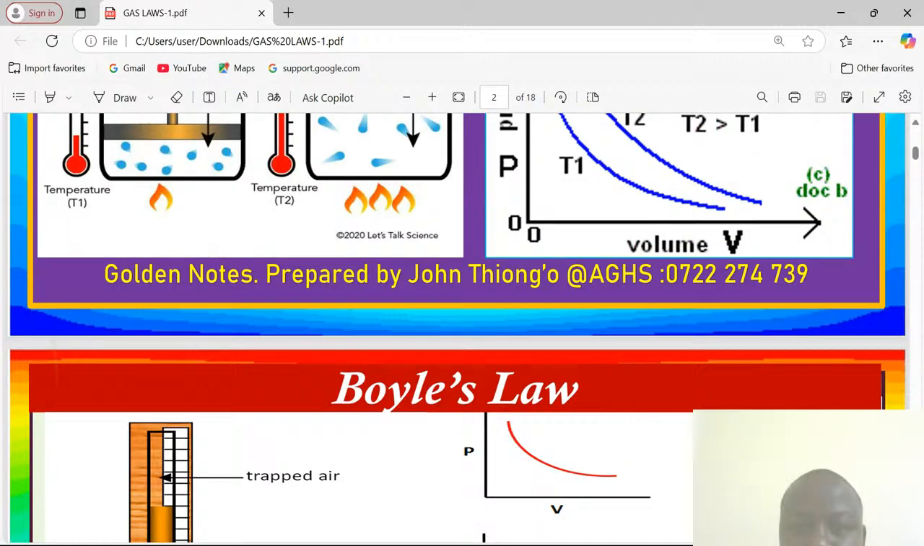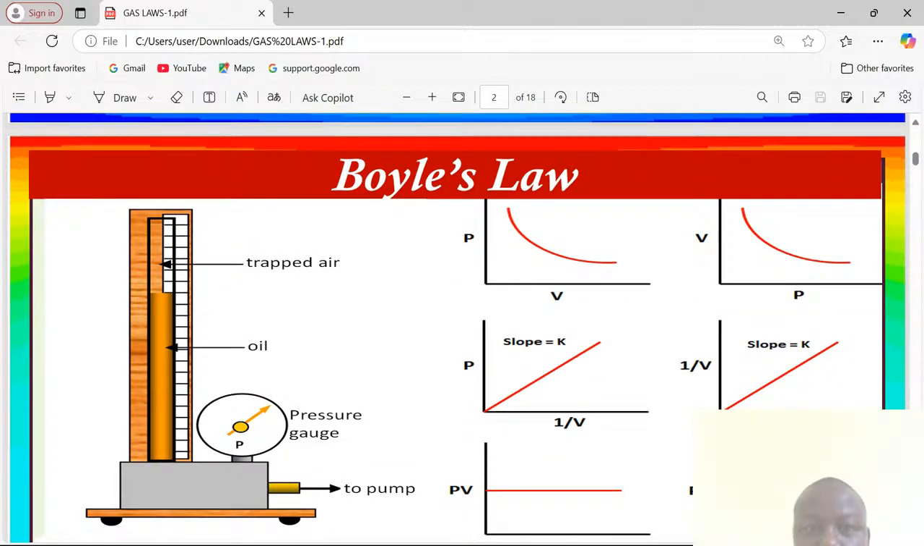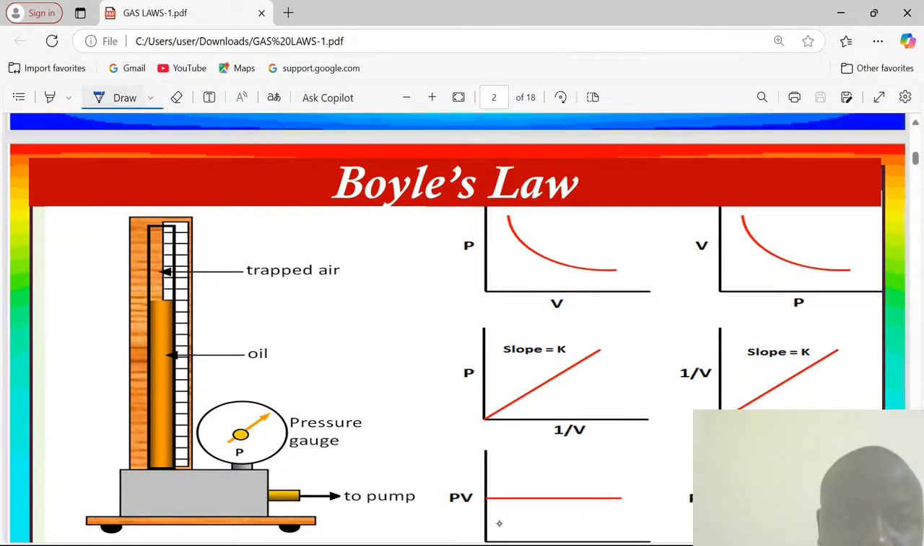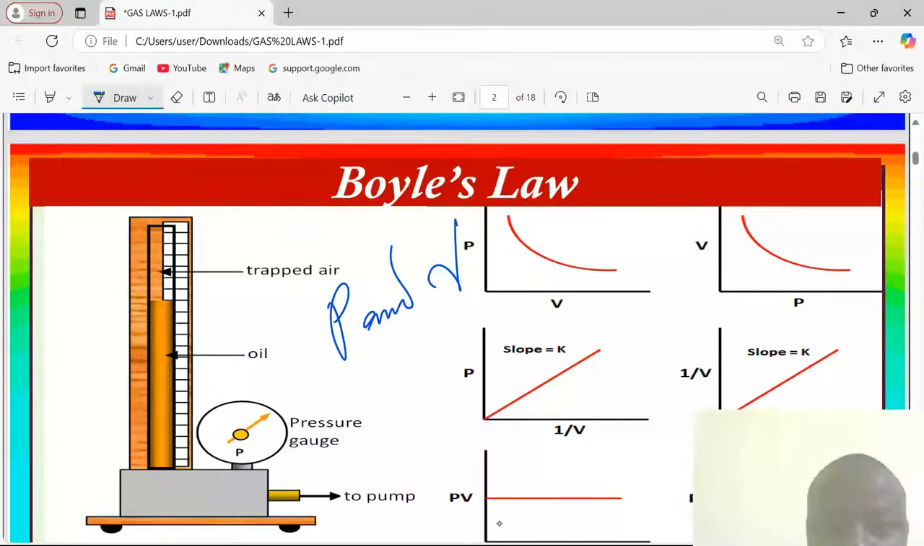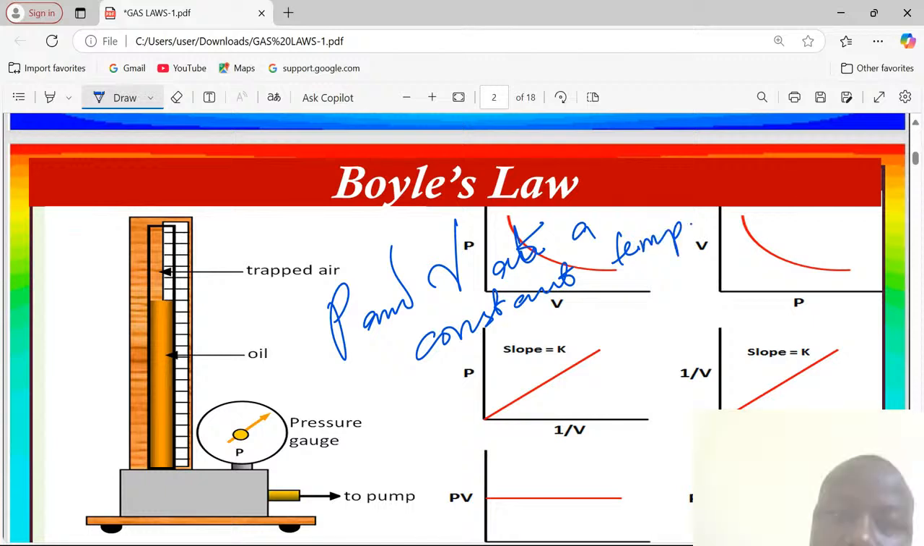The first law is Boyle's law. Boyle's law relates pressure and volume at a constant temperature. How do pressure and volume vary? That is our main focus tonight, or in this particular law.